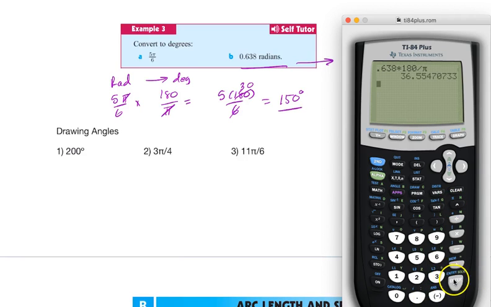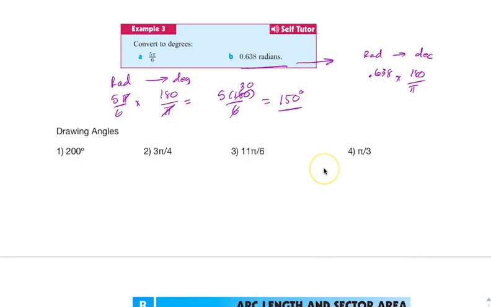And we get 36.55. So again, 36 is about 36.6, approximately 36.6 degrees. And that's how we go from degrees to radians, radians to degrees.